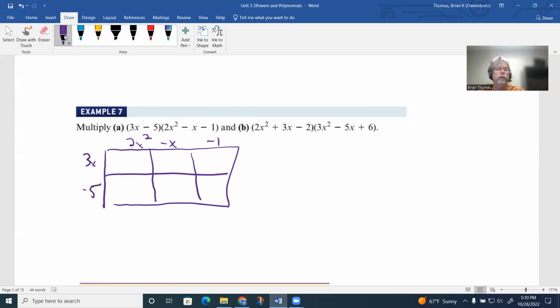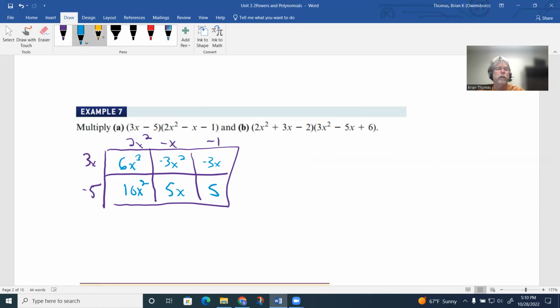3x times 2x squared would actually be 6x cubed. And then 3x times negative x would actually be negative 3x squared. And then 3x times negative 1 would just be negative 3x. Negative 5 times 2x squared would be negative 10x squared. Negative 5 times negative x, so that's a positive 5x. And negative 5 times negative 1 would become a positive 5.